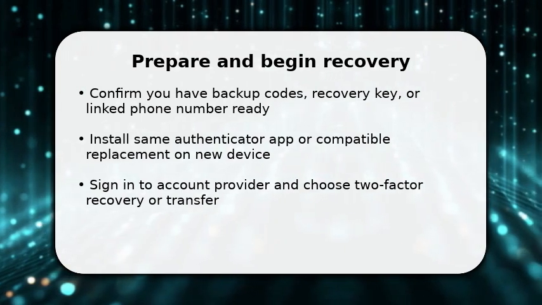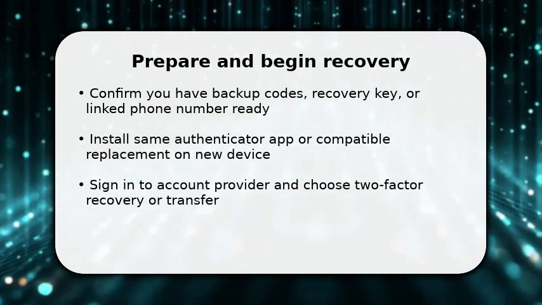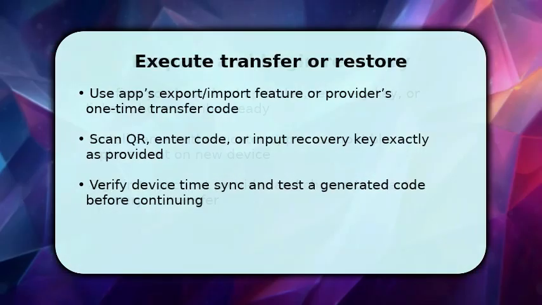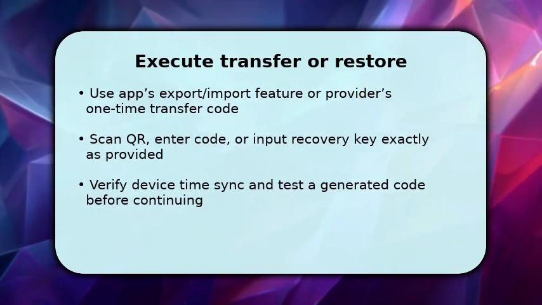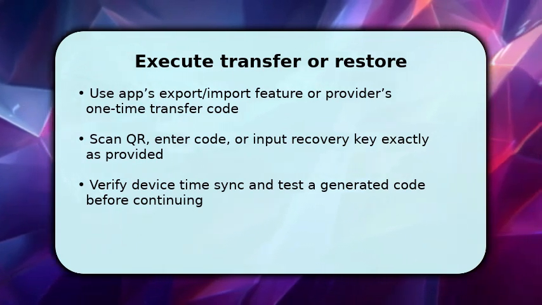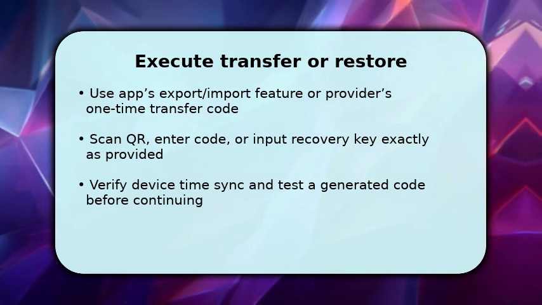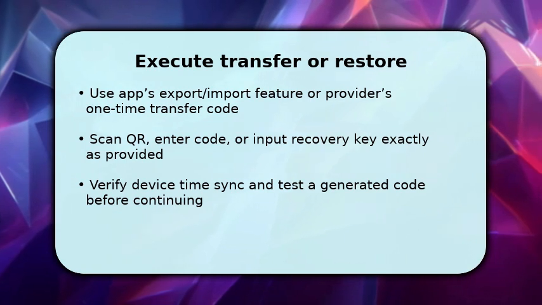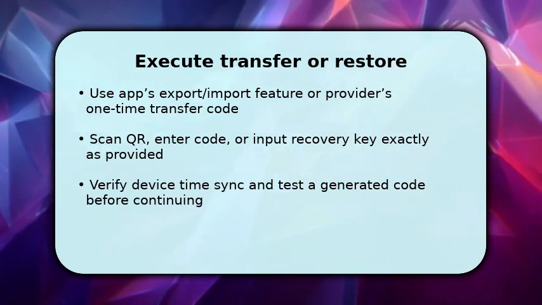This kicks off a process that proves you own the account and allows the provider to issue new or transferred tokens. Once you reach the transfer screen, pick the app's export/import tool or use the provider's one-time transfer code. You will scan a QR code or type the transfer code or recovery key. Do this slowly and match characters precisely because one mistake breaks the token.